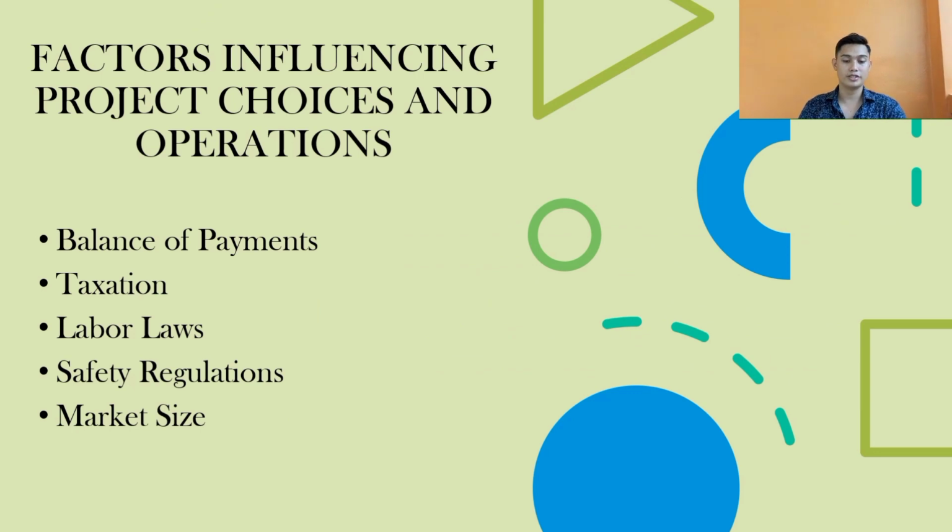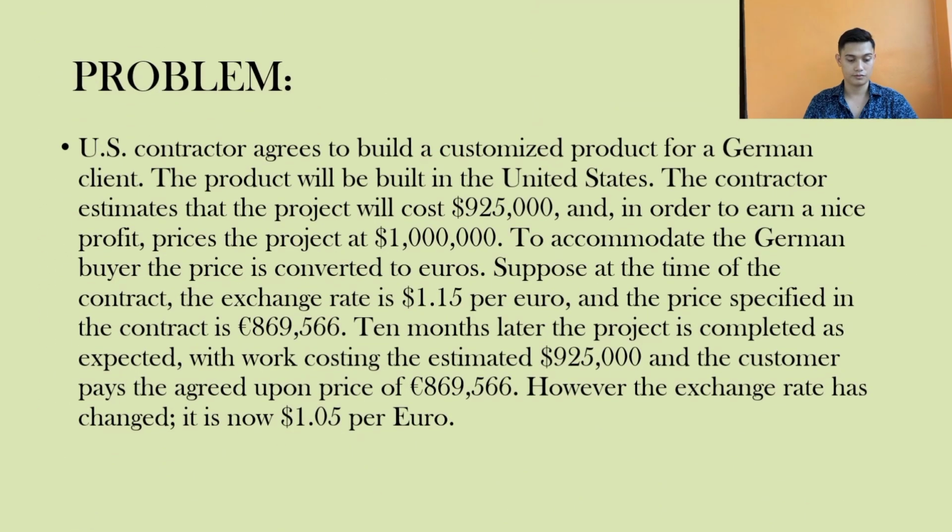Factors influencing project choices and operation: balance of payments, taxation, labor laws, safety regulations, and market size. Here is an example problem of economic factors. A US contractor agrees to build a customized product for a German client. The product will be built in the United States. The contractor estimates that the project will cost $925,000 and, in order to earn a nice profit, prices the project at $1 million.